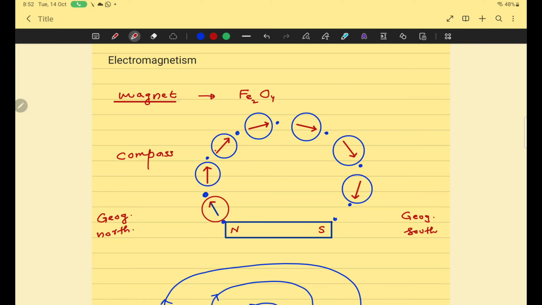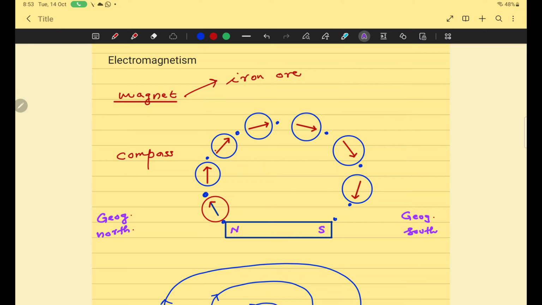In today's class, we have discussed the first topic, that is natural magnet. Natural magnet is an iron ore. Its chemical formula is not necessary to memorize, so I am erasing. A permanent magnet is usually an iron ore. If you hang this iron ore with the help of a string freely, then one end always points geographical south. It is called the south pole. The other one points geographical north. It is called the north pole.